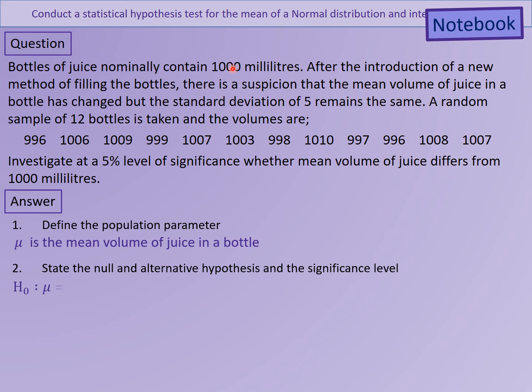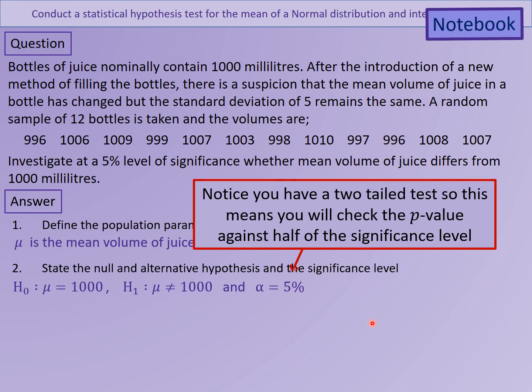So we've got 1,000 as our mean. The alternative thinks it's just changed, so it's not equal to 1,000, and the null hypothesis is that it equals 1,000. We also write down a 5% level of significance, but we're aware that because it's not equal to, that's going to go to 2.5. So we keep that awareness in our head that we're going to compare 2.5, not 5.